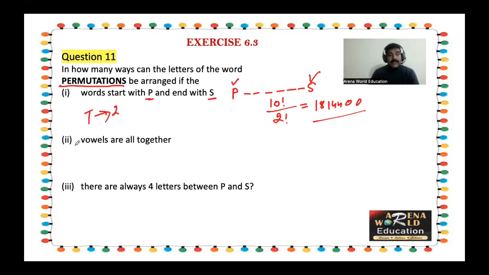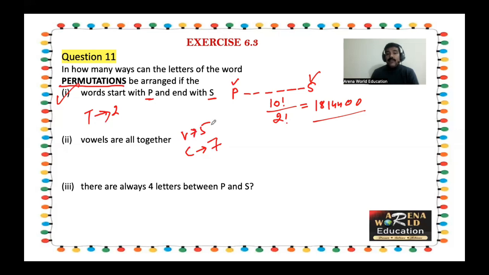So now next one is what? Vowels are all together, right? So permutation is a special type of word. Here you are having all 5 vowels, right? So if we talk about vowels, 5 vowels are there. So it means remaining are consonants. So total were 12. So 7 will be consonants. So all vowels are together, right? So that is the condition.